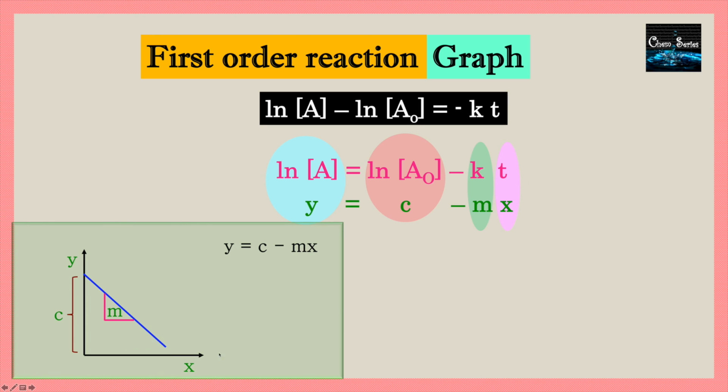So this is the graph format of y is equal to c minus mx, and I have discussed 4 graph formats in my part 2 of chemical kinetics. So if you see that, it will be easy for you to know how y is equal to c minus mx came here. So on substituting your y, c, mx on your graph, you get on your y-axis ln A, the intercept will be ln A naught, the slope is k, and on your x-axis you have time t. So this is your graph for the first order reaction.